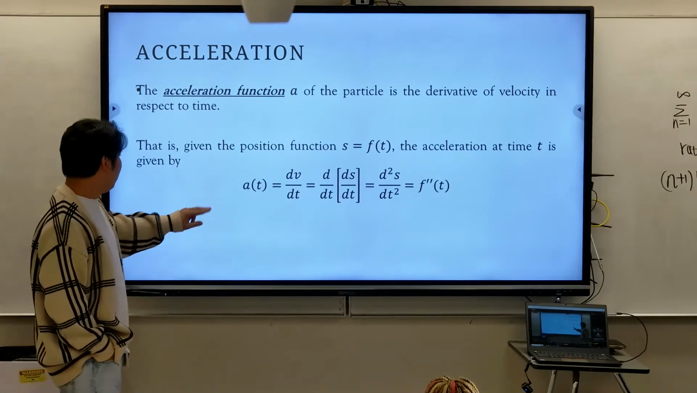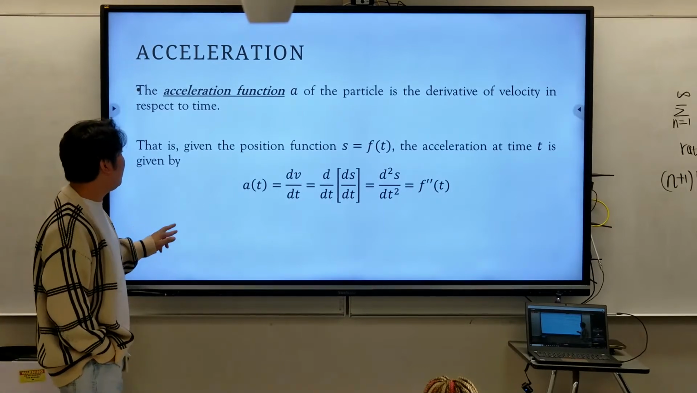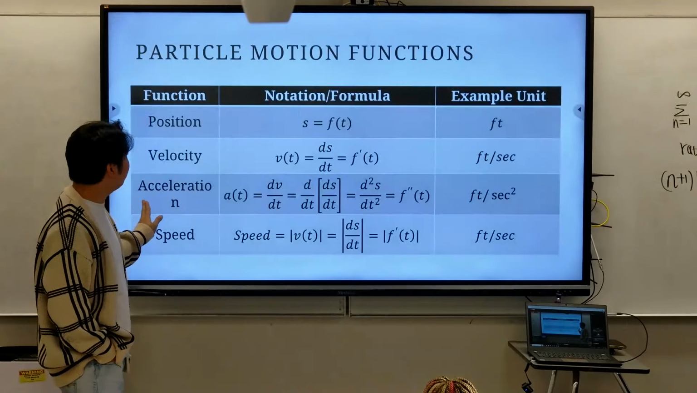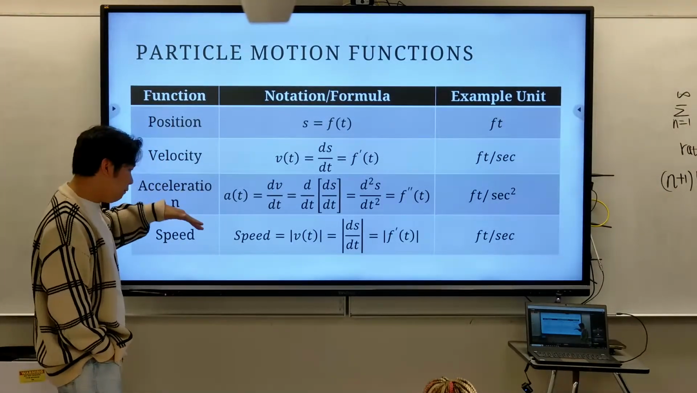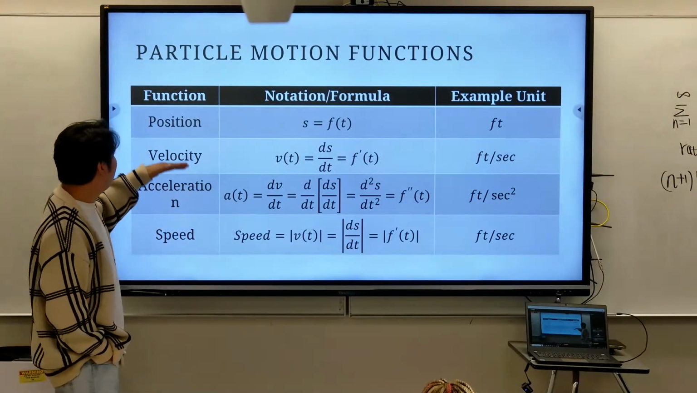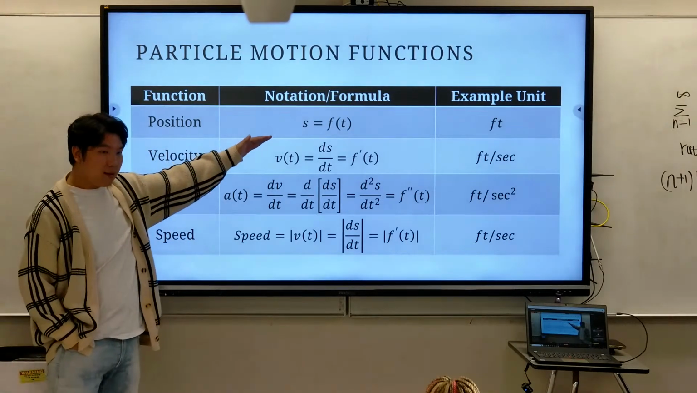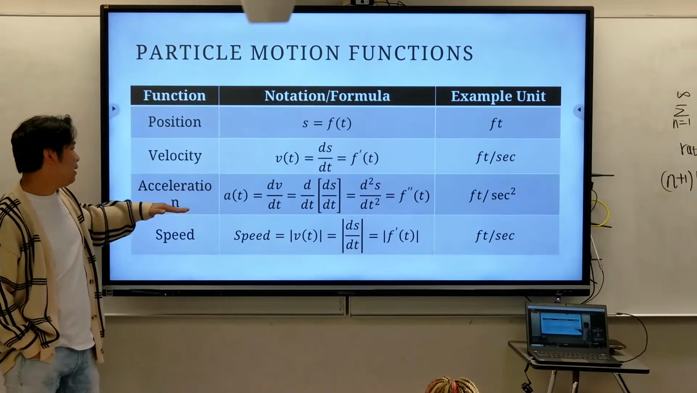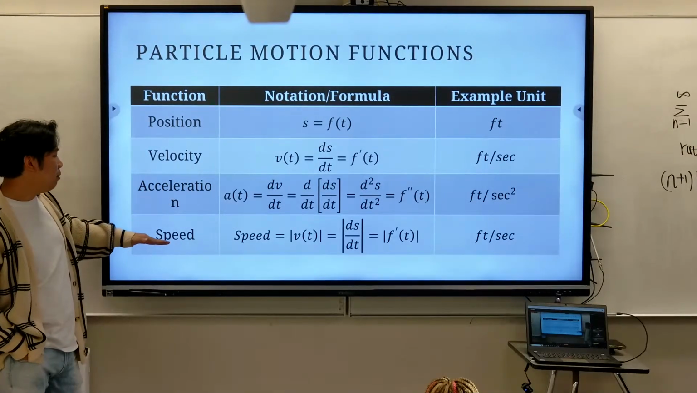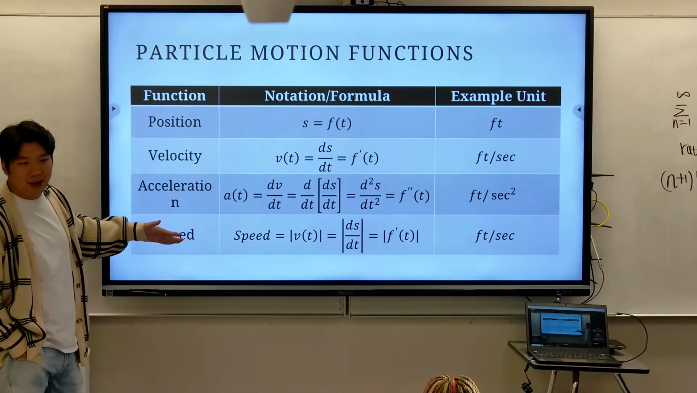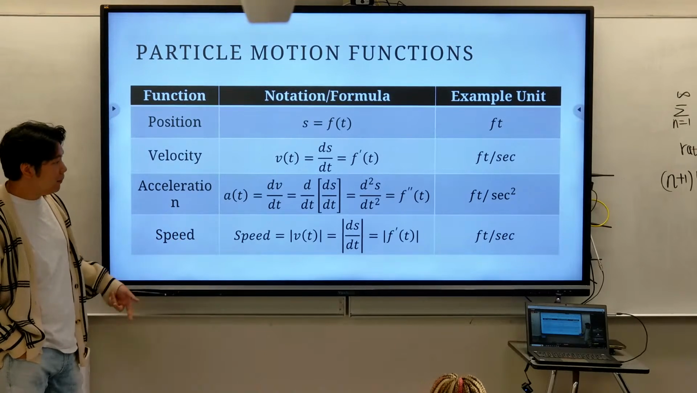All right, so let's go ahead and do an example. This is just a recap of everything that we covered: position, velocity, acceleration, and speed. Position is s, velocity is v, acceleration is a. Speed, we don't really have a special term for that. I just use speed.